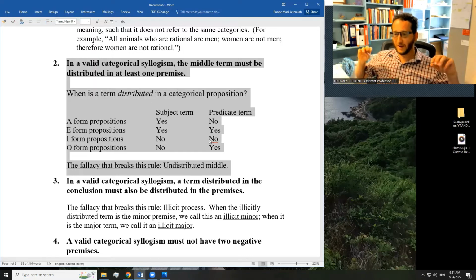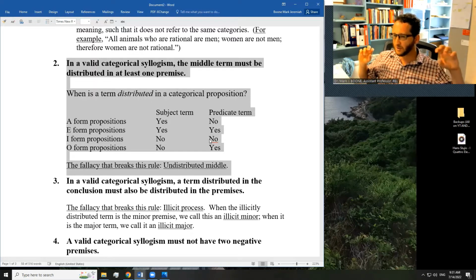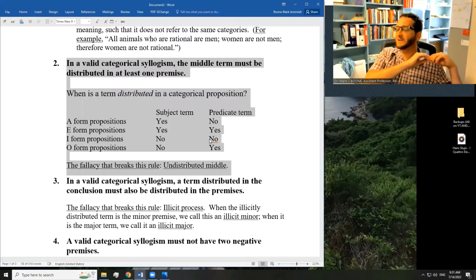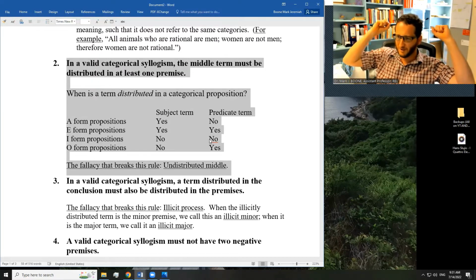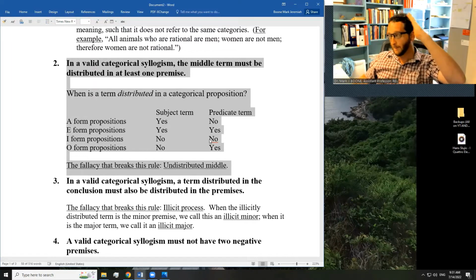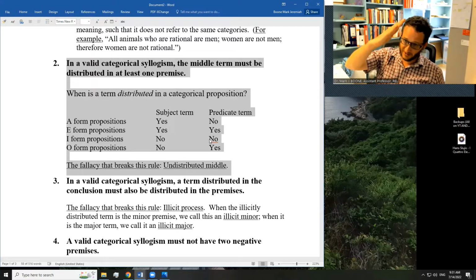Okay, so once again, a categorical syllogism is trying to state some relationship between the minor term and the major term. And in order to make the connection between the minor term and the major term, we resort to a third term. The minor premise is going to connect the minor term with the middle term. The major premise is going to connect the major term with the middle term.